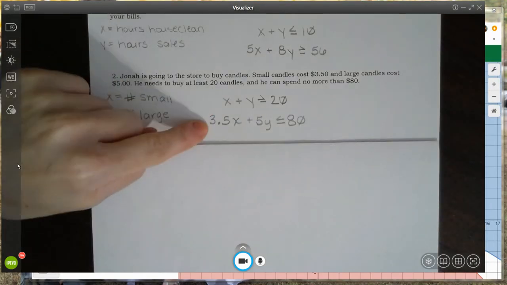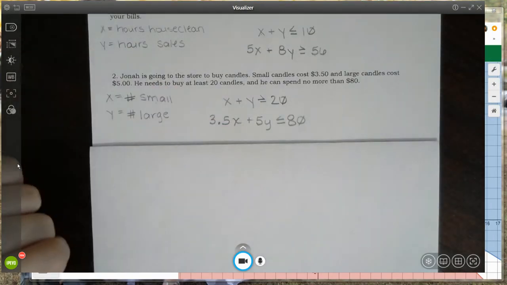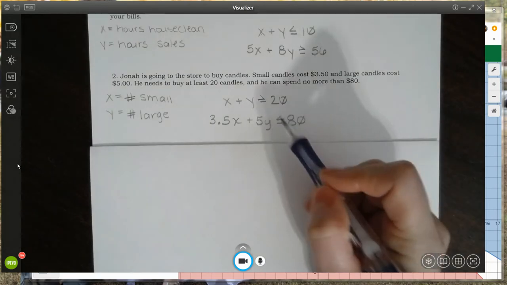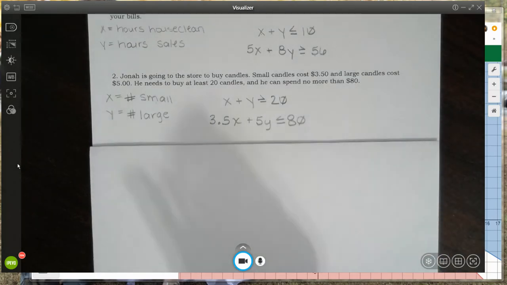So these are my 2 statements. Both of these are equal to's. So any point in the shaded region that falls on either of these lines, in that overlapping section, would also meet the requirement for Jonah.